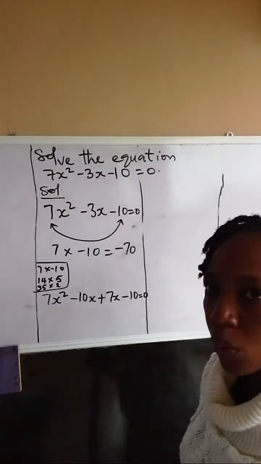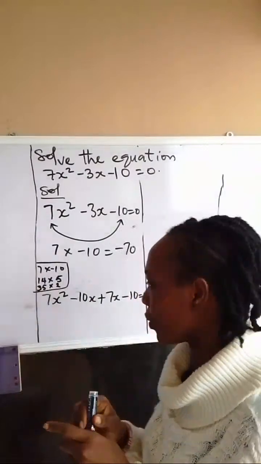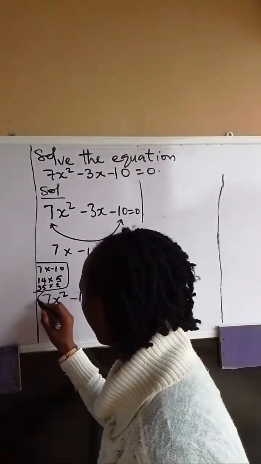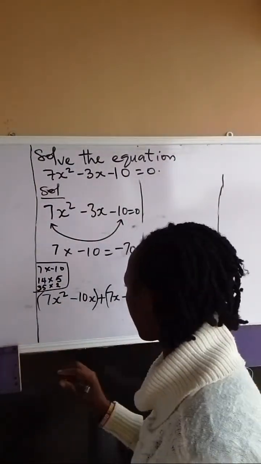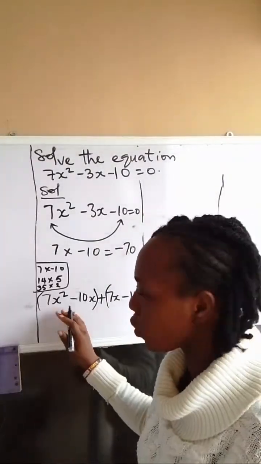Are we seeing that now? So what do we do? We factorize by grouping: this with this, and this with this. Now we factor out what is common in the two of them.